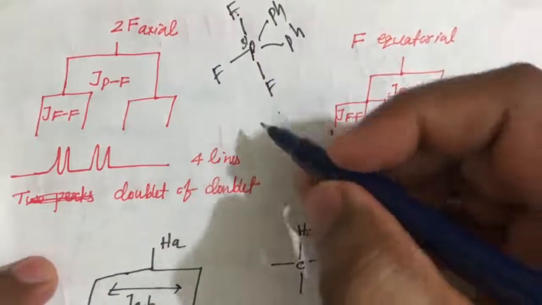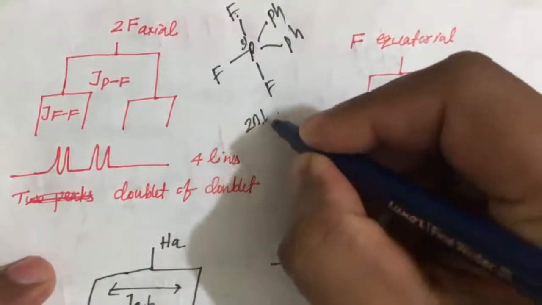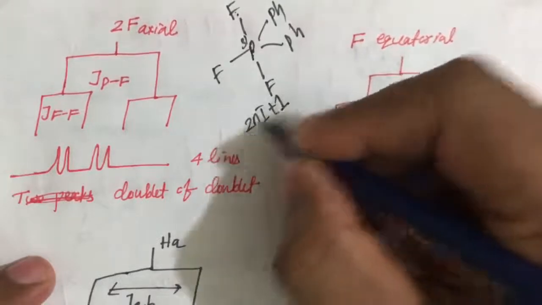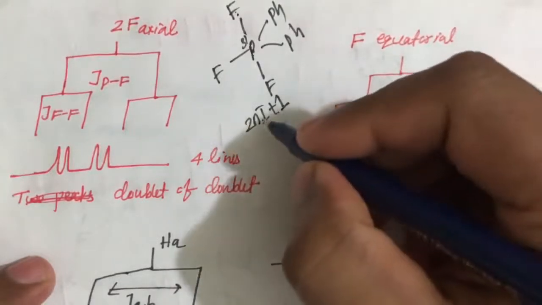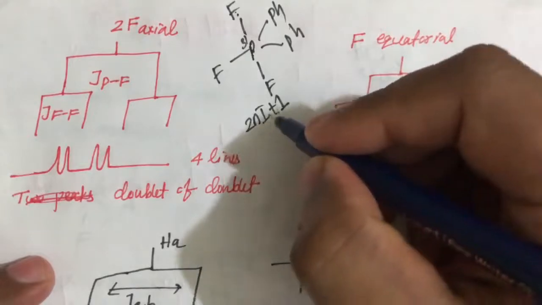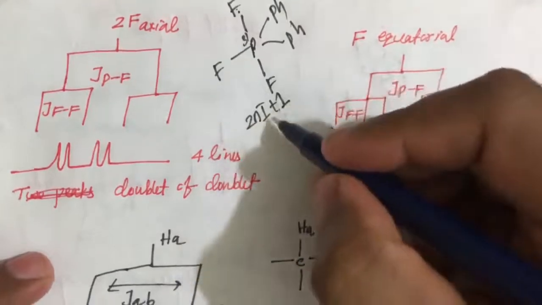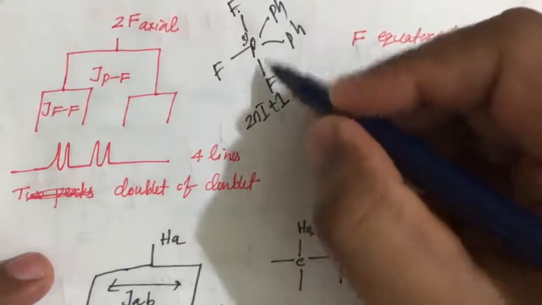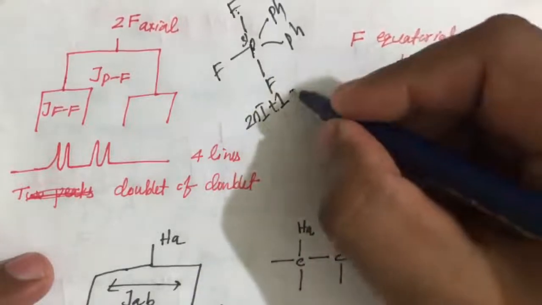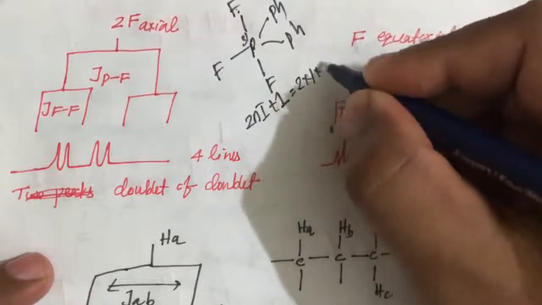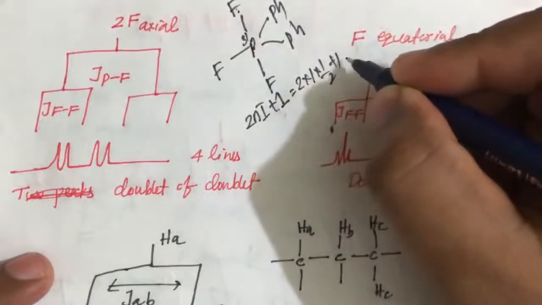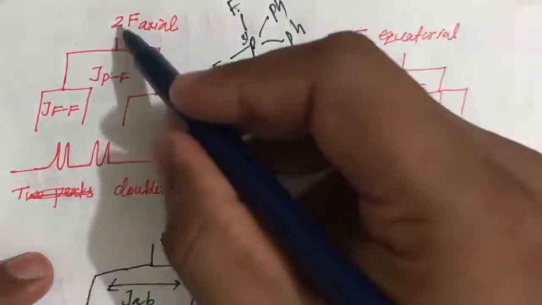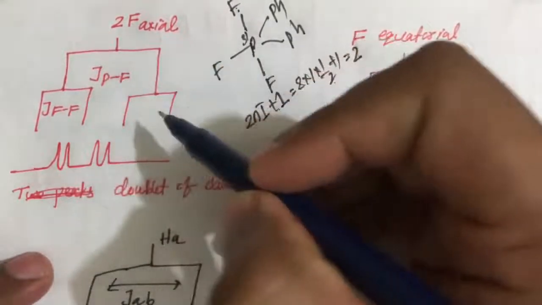So according to our equation 2nI plus 1, that is, the hyperfine splitting, how many lines are there? We can calculate the lines by making use of this equation 2nI plus 1. So n is 1 phosphorus, I for phosphorus is half. So that is equal to 2 into 1 into half plus 1, which gives you 2. Okay, 2. That's why it is split into 2, a doublet.